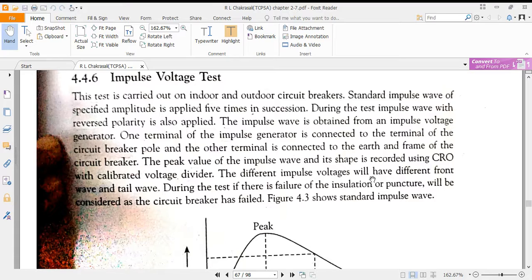This impulse voltage test is conducted on both indoor circuit breakers and outdoor circuit breakers. A standard impulse wave is applied 5 times in succession, between the terminals of the circuit breaker, one after another, continuously. During this test, the impulse wave in reverse polarity is also applied.